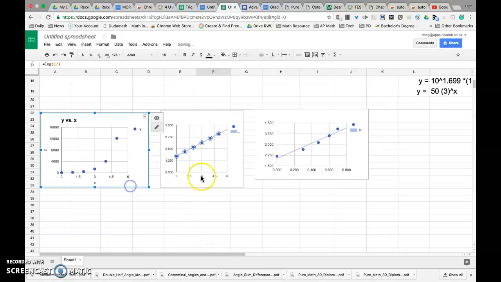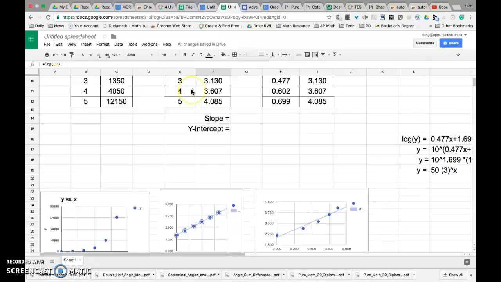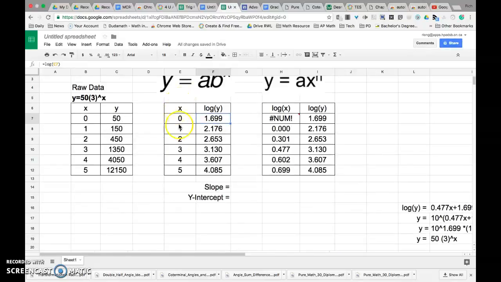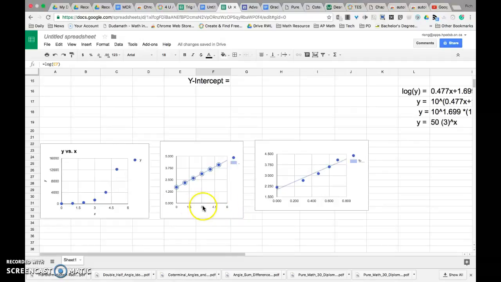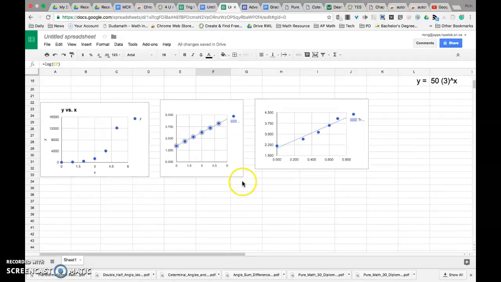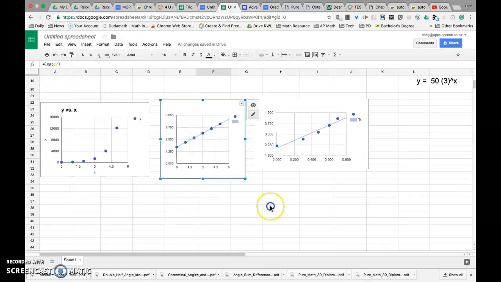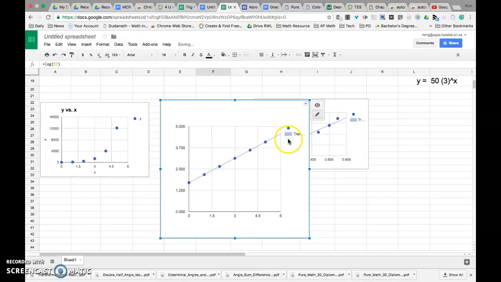Then you can see here I've plotted x against log y. The x values are there, and on the y-axis I have the log of y. I put what's called a trend line on it, a line of best fit, and you can see that it's perfectly linear. But the question is, how can you possibly get an equation from a line where the data is exponential?